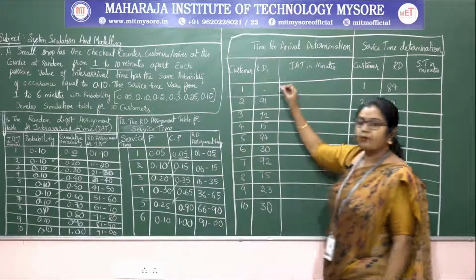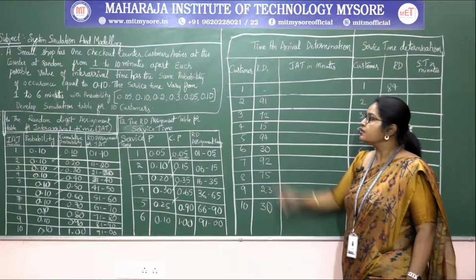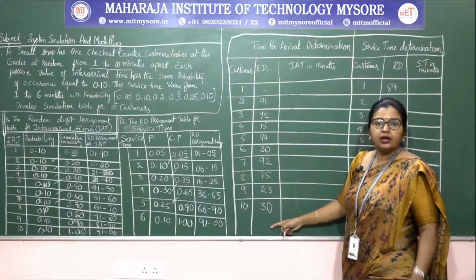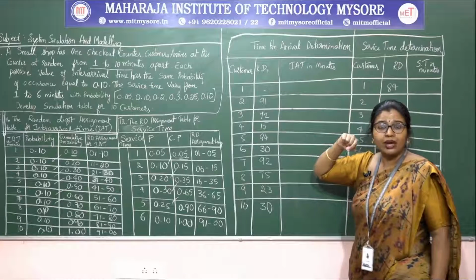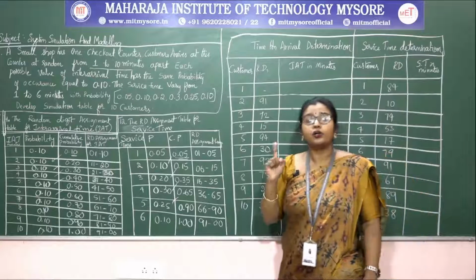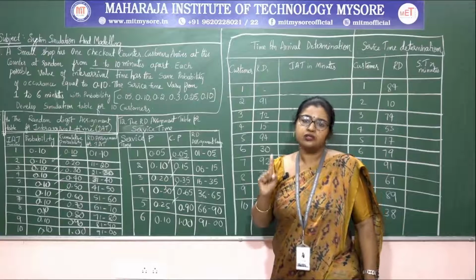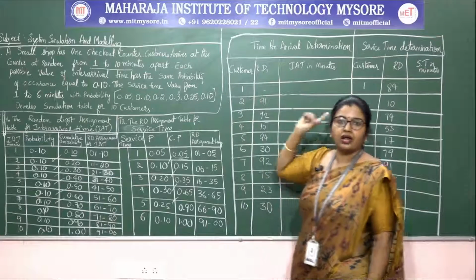Already I have listed for how many customers? 10 customers. What are all the random numbers we required? That is also written. Please copy this. For the first customer, nil. Why? Since we are doing the simulation, we are assuming that the time starts with 0 minute. So it will be null only.